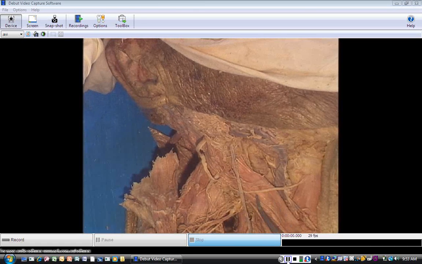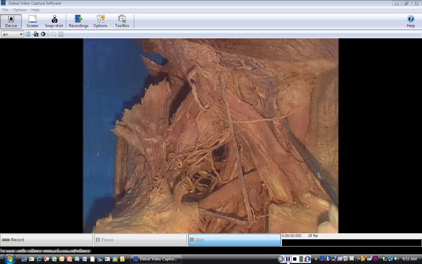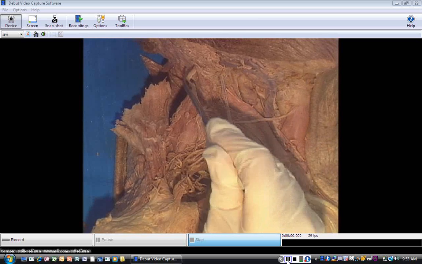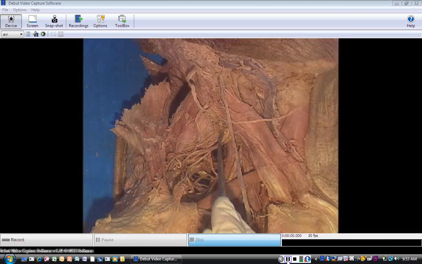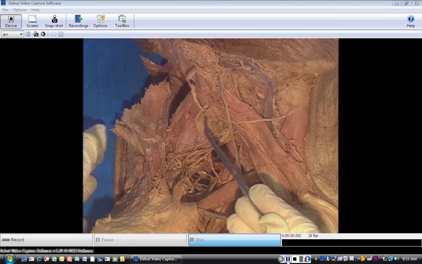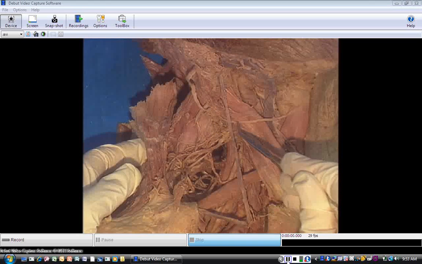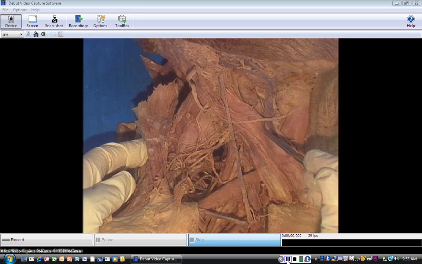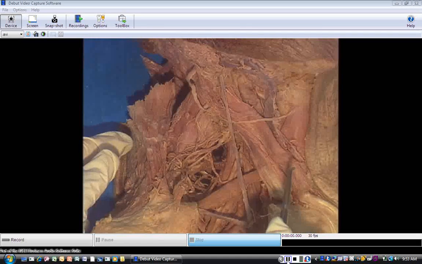The transverse cervical nerve, which is here, is formed by C2 and C3, and innervates the skin over the anterior triangle of the neck. So even though it's emerging from the posterior border of the sternocleidomastoid within the posterior triangle of the neck, it's going to run transversely or horizontally across the sternocleidomastoid to head for the skin of the anterior triangle of the neck.